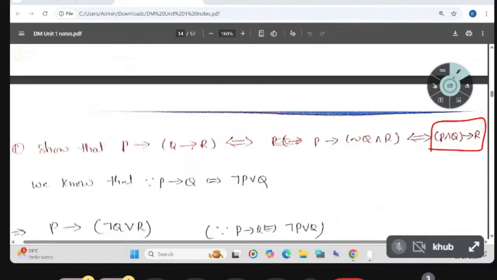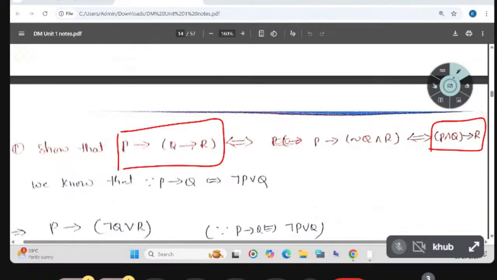Any similarities between your first column and second column? Any similarities you can draw? Or can we convert your first statement to your second statement? Just check. So what is there in your first statement? That is P implies Q implies R.